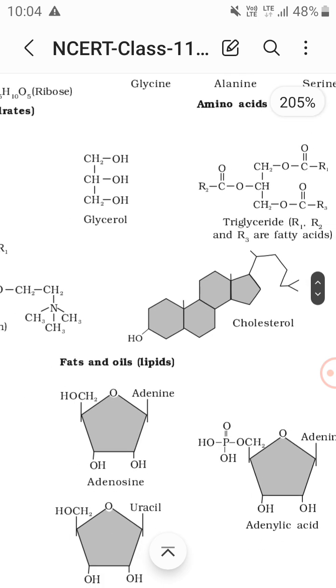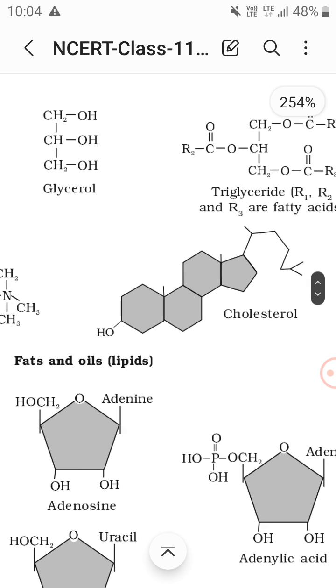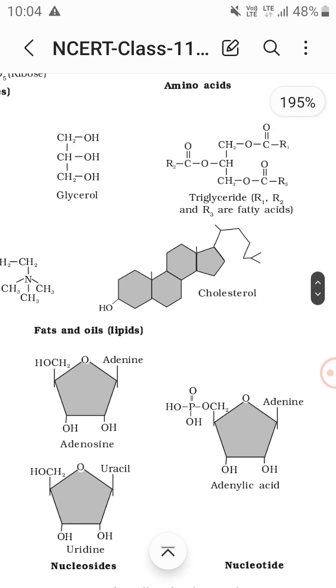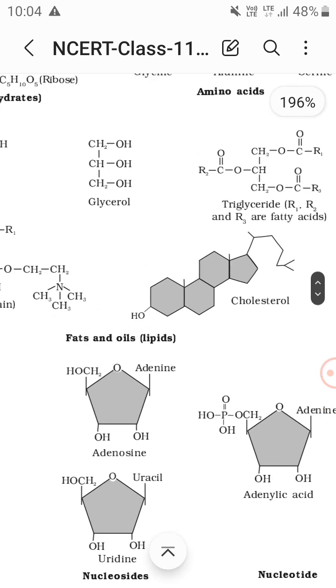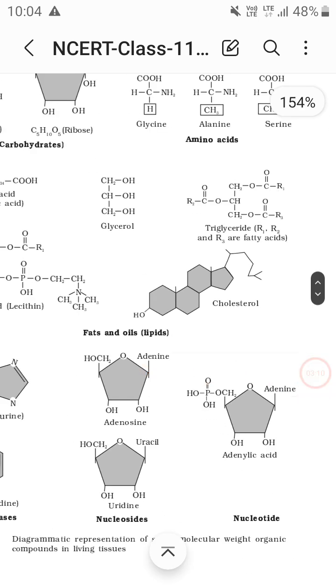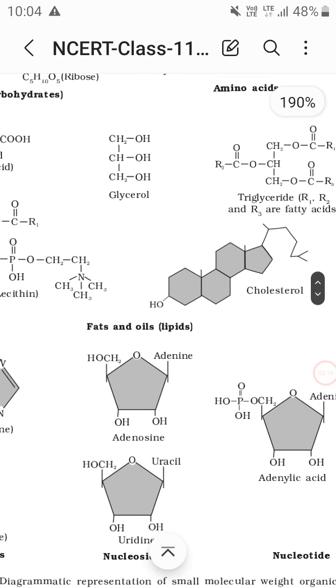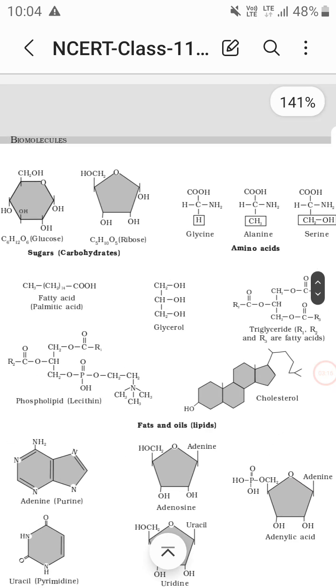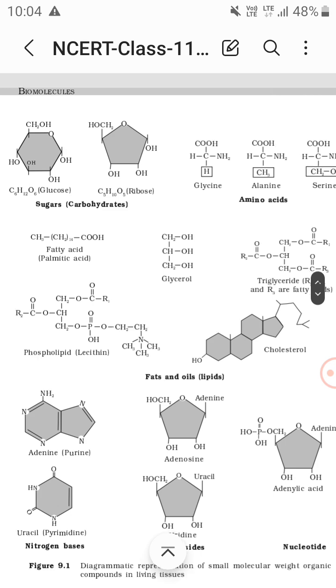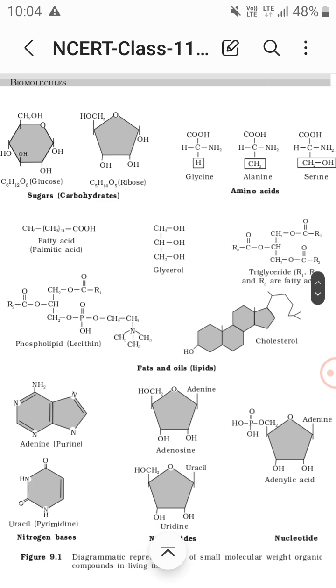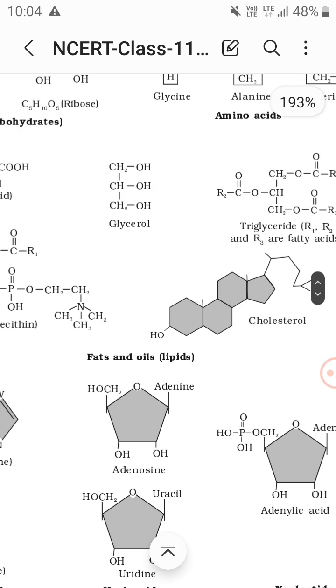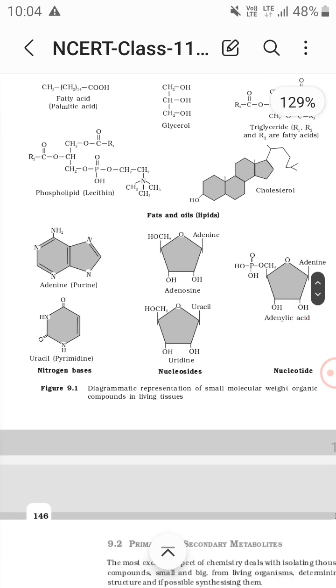Now cholesterol, having the OH and four cyclic rings. So this is the structure of cholesterol. It is a type of lipid, a kind of steroid. Now fats and oils, and all these are lipids: fatty acid, glycerol, triglyceride, phospholipid, cholesterol. So all these are fats and oils, that is lipids.